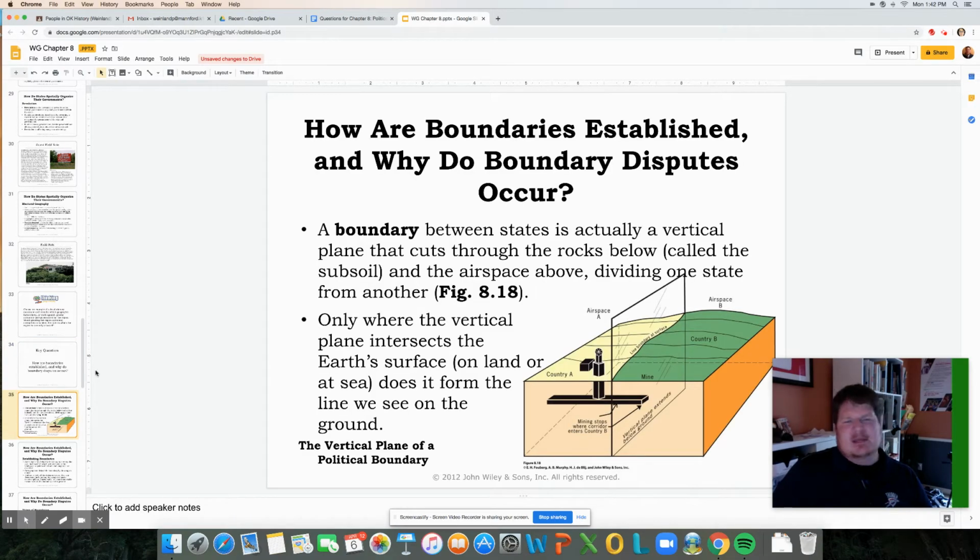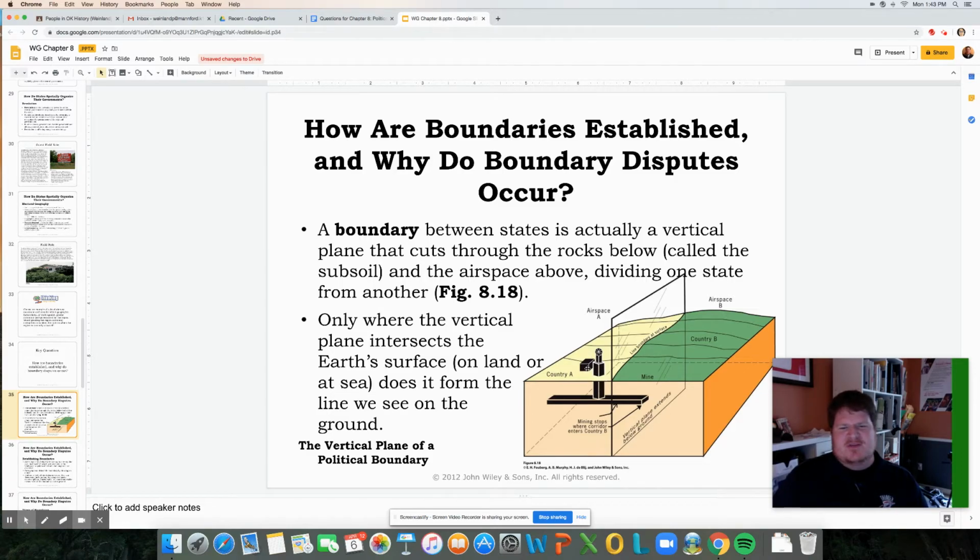Here we go. Now we get into the boundaries. A boundary between states is an actual vertical plane that cuts through the rocks below, called the subsoil, and the airspace above, dividing one state from another. Then there's the vertical plane. It intersects the Earth's surface on the land or at the sea. It does form the line we see on the ground. So you can see that a boundary is not just on the land, it's also up in the air, the airspace, and also down below.